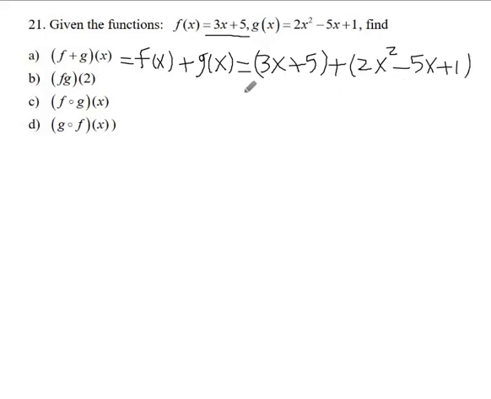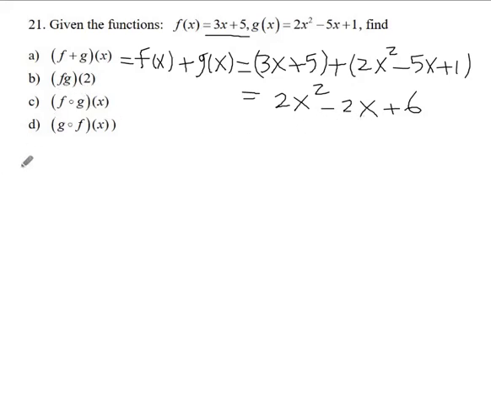So this would be equal to 2x squared. Here we have 3x minus 5x, that gives me minus 2x. We have 5 plus 1, that would be plus 6. So this would be f plus g of x, just simply adding those.